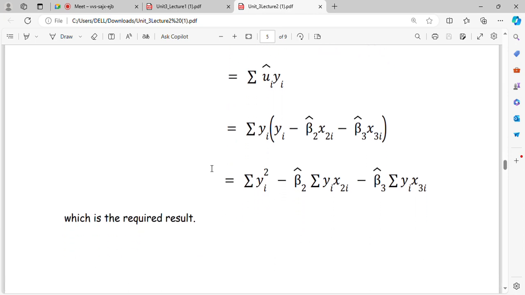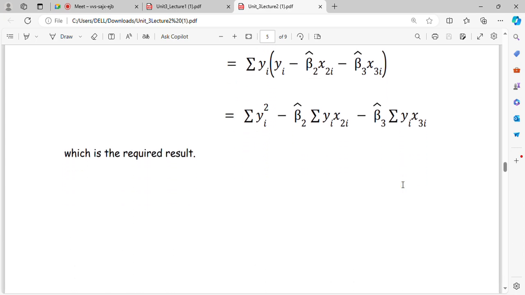Here also we are getting that the total sum of square is explained sum of square plus residual sum of square, where this term is total sum of square and these two terms are explained sum of square.